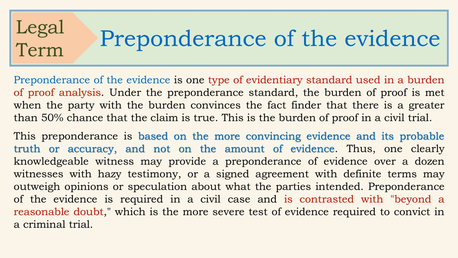This preponderance is based on the more convincing evidence and its probable truth or accuracy, and not on the amount of evidence. Thus, one clearly knowledgeable witness may provide a preponderance of evidence over a dozen witnesses with hazy testimony, or a signed agreement with definite terms may outweigh opinions or speculation about what the parties intended. Preponderance of the evidence is required in a civil case and is contrasted with beyond a reasonable doubt, which is the more severe test of evidence required to convict in a criminal trial.